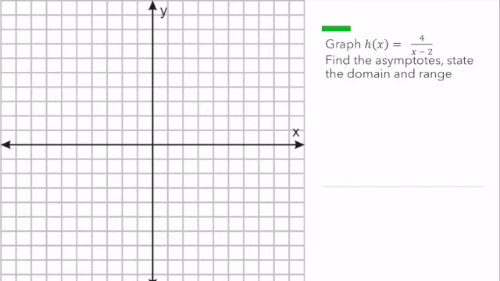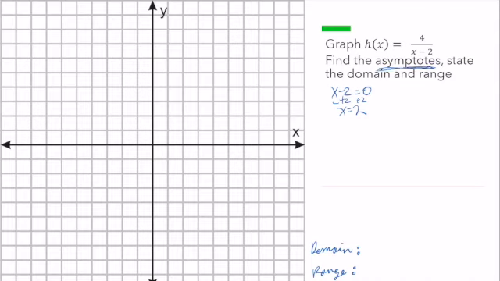All right, next I want us to graph 4 over x minus 2. I want us to find the asymptotes and state the domain and range. So remember, the first thing we need to do is set our denominator equal to 0, because this tells us what points we're going to leave out of our domain. So my domain doesn't include the value when x equals 2.